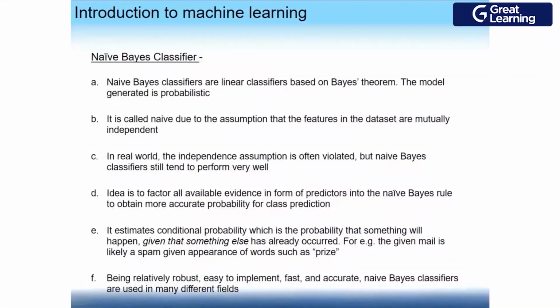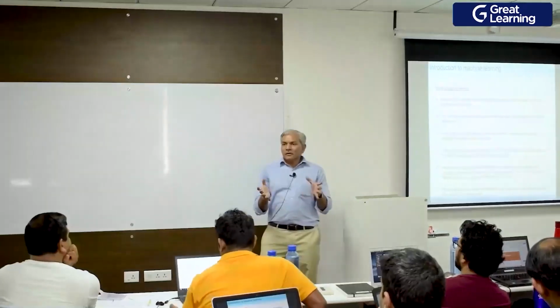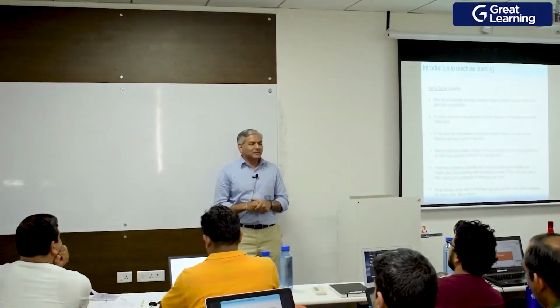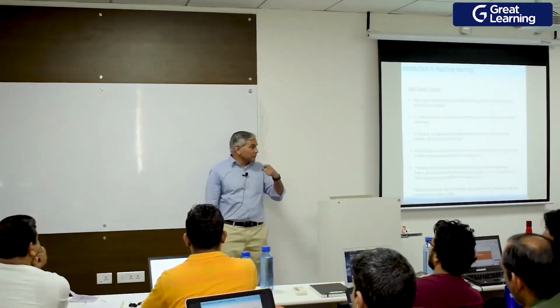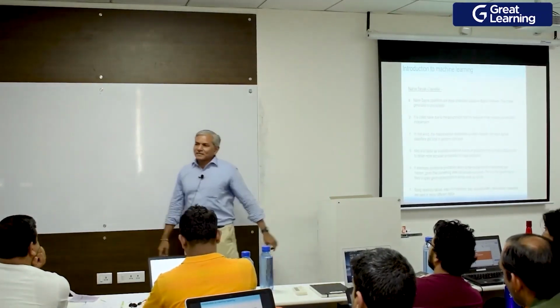So we started with joint probability. What is the probability it's a red king? Because we didn't have any information, it was 2 by 52. The moment we came to know it's red, we switched to conditional probability. What is the probability it is king given it's red? Right?